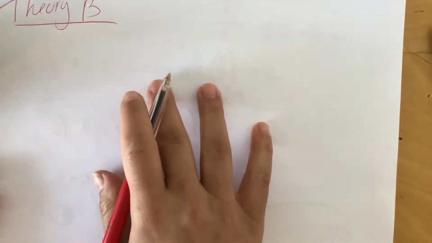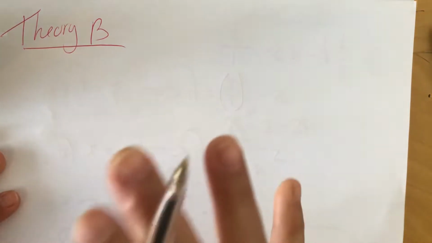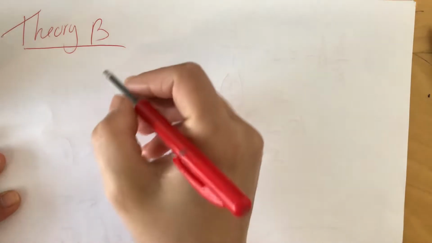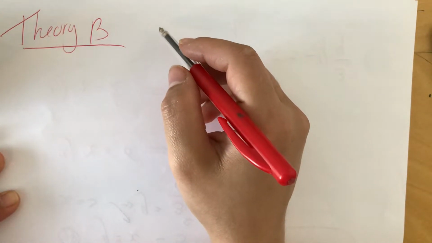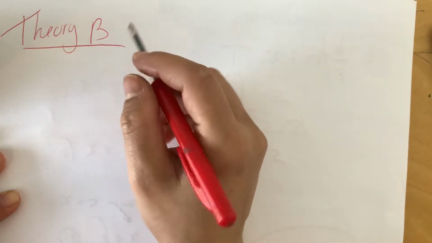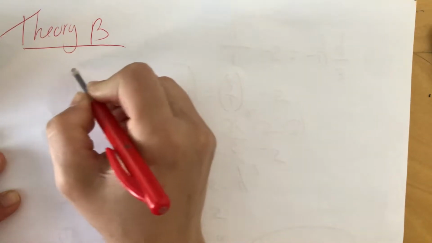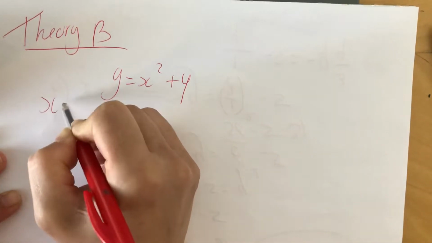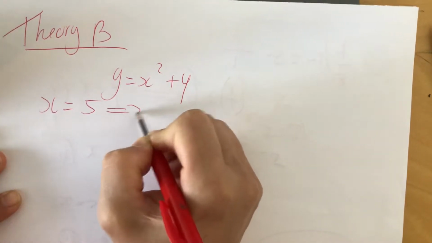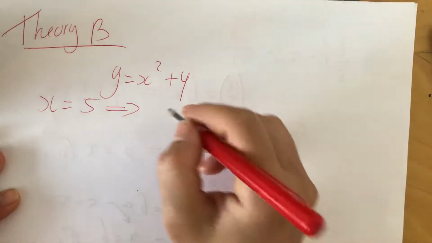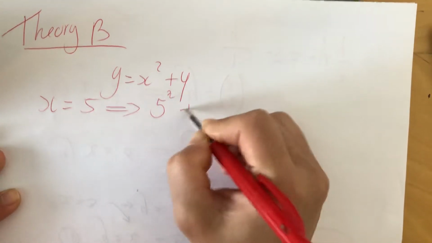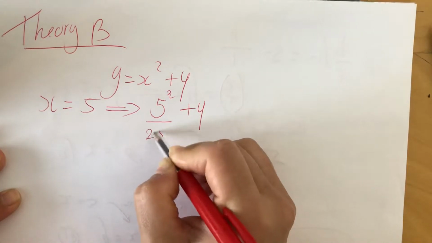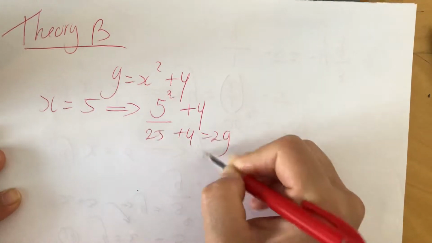Theory B. Voila. So in theory B, you can insert lots of values for x in the formula. Y equals x to the power of 2 plus 4. So once again, x is x squared plus 4. When you fill in x is 5, please pause the video and see if you can solve this yourself. 5 to the power of 2 plus 4 will become 25 plus 4 is 29.